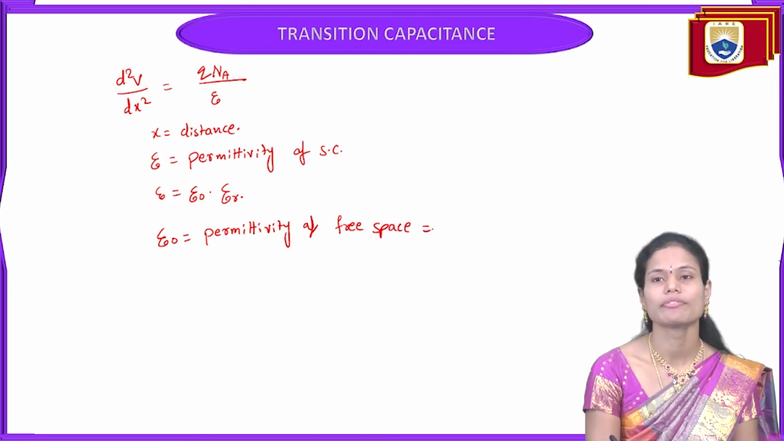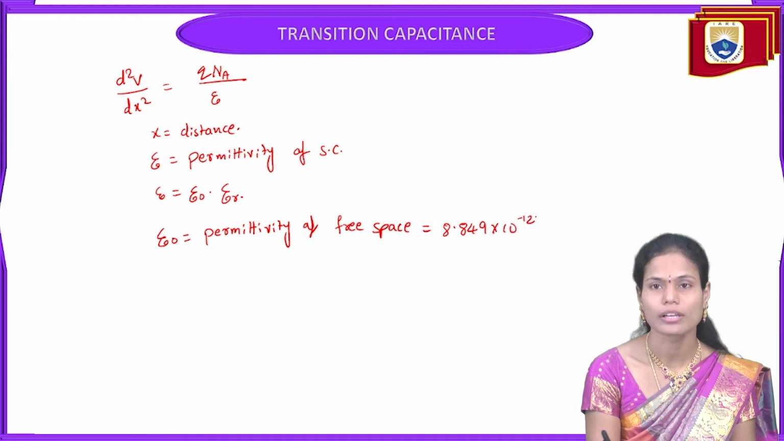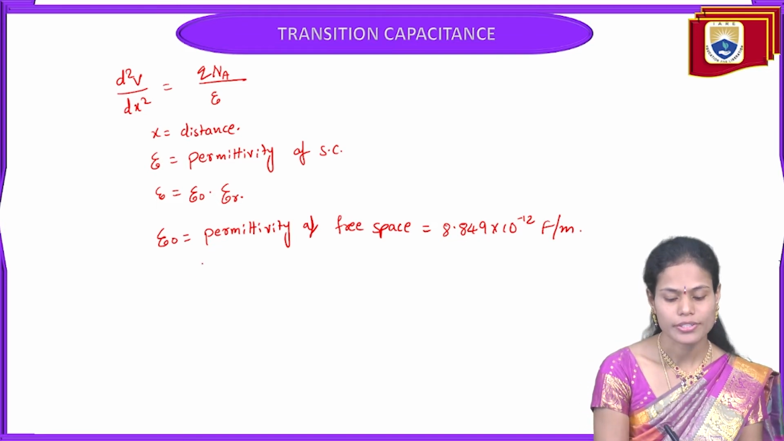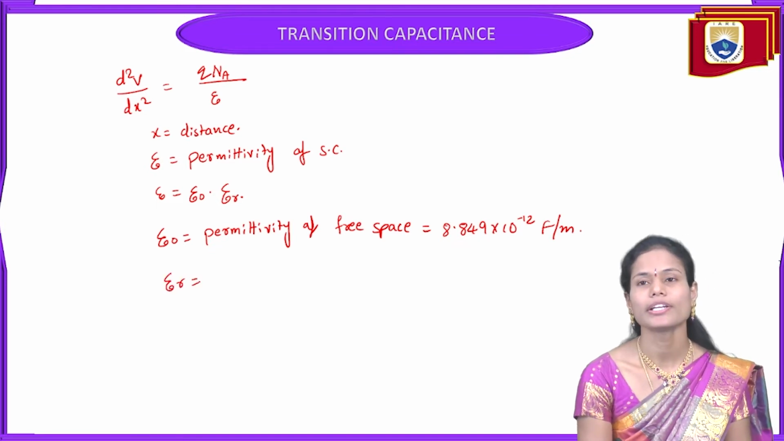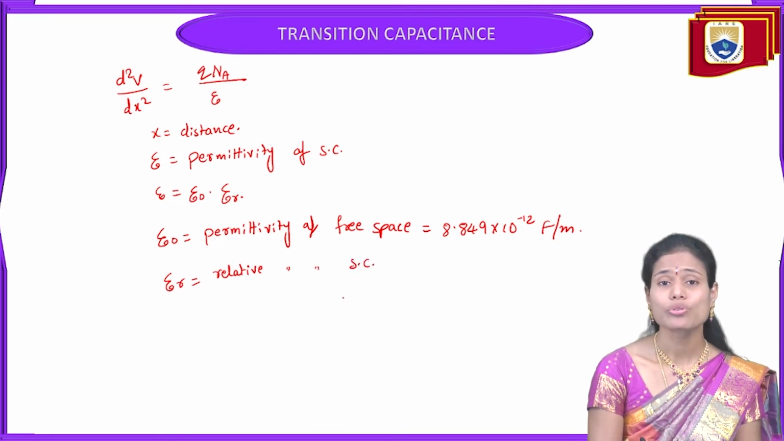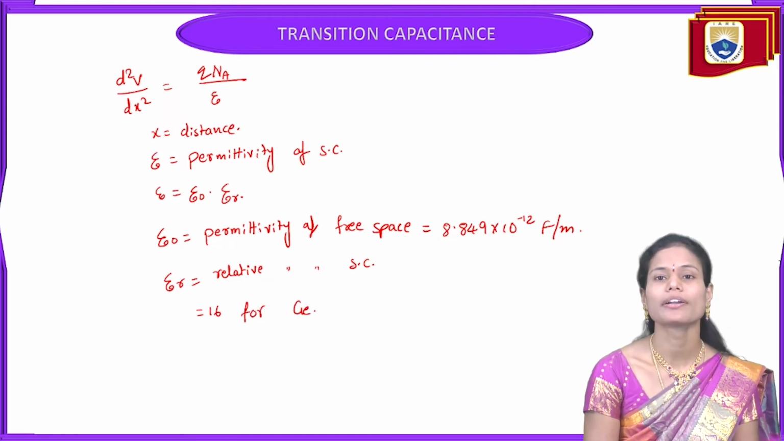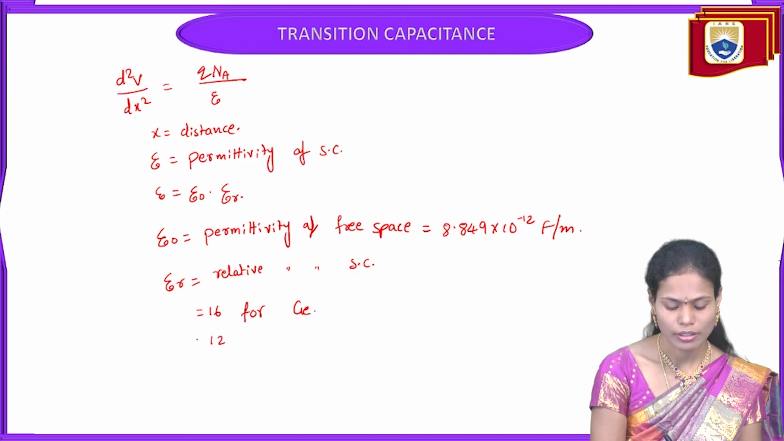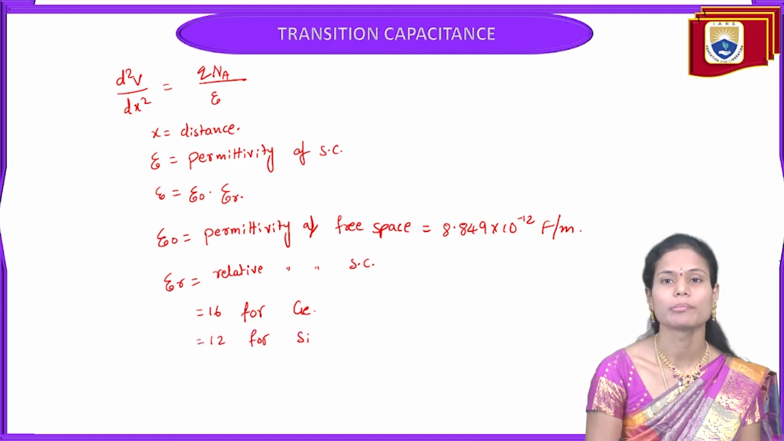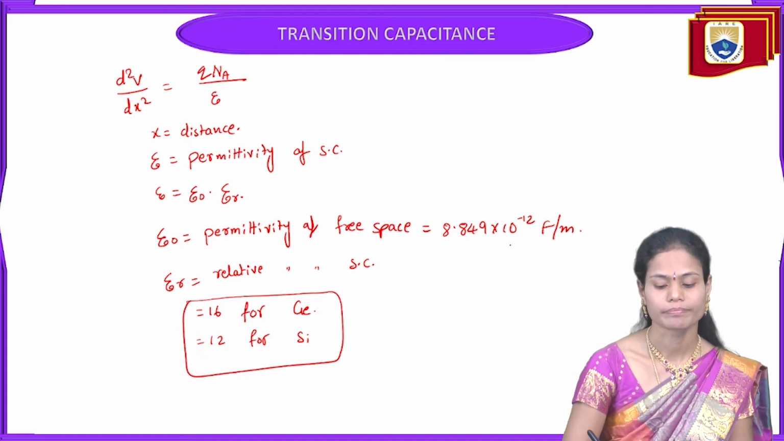So the value of this one we can write as 8.849 into 10 power minus 12 farads per meter. Next, epsilon r is the relative permittivity of the semiconductor material. This value is 16 for germanium and 12 for silicon. These two values are very important while solving the problems here.